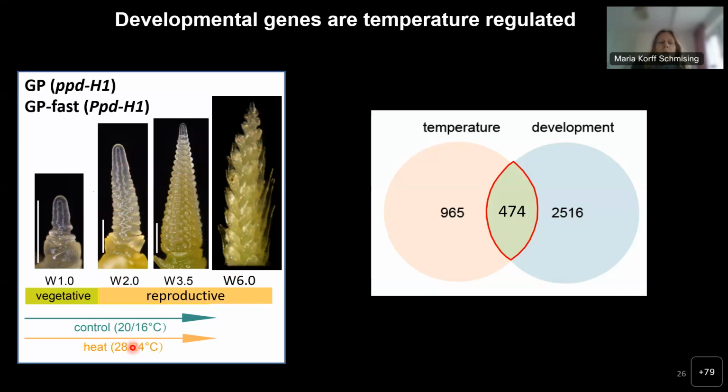And we also looked at leaves alongside. And what we were interested in is understanding what is the overlap of genes that are developmentally important, so developmental regulators, and to what extent are these temperature regulated. And there we found about 500 genes, so developmental genes that are temperature regulated.